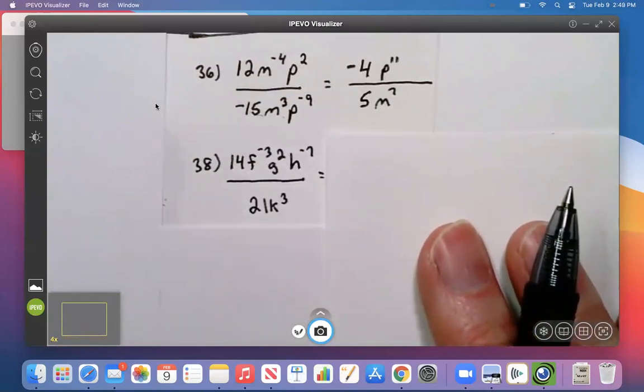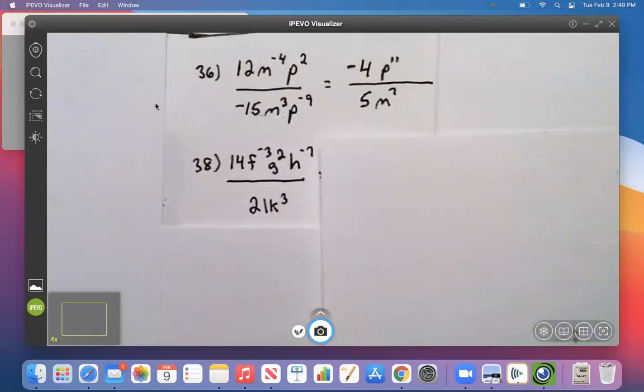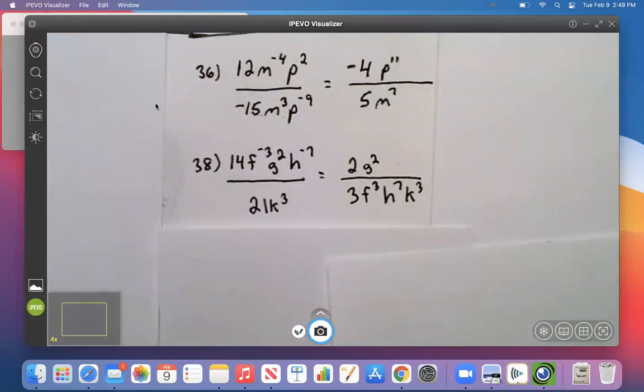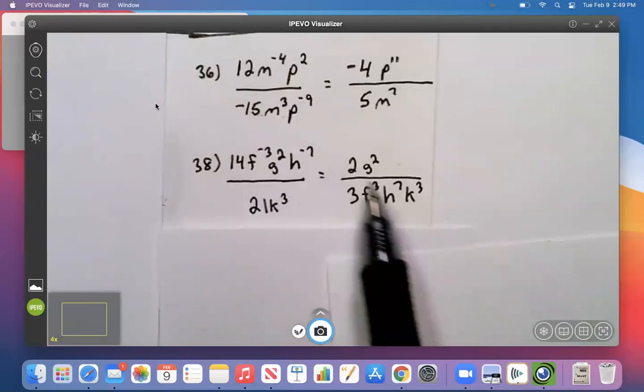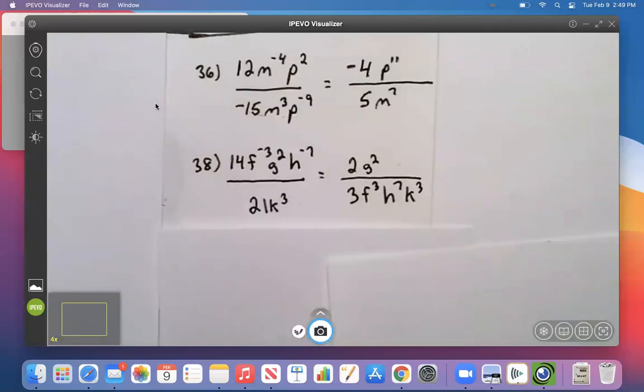Number 38. On number 38, my fraction simplifies to 2/3. I'm going to move the f to the bottom, the h to the bottom, leave the g and the k alone. The g was already positive. I left it up top, moved the f down, the h down, left the k alone.